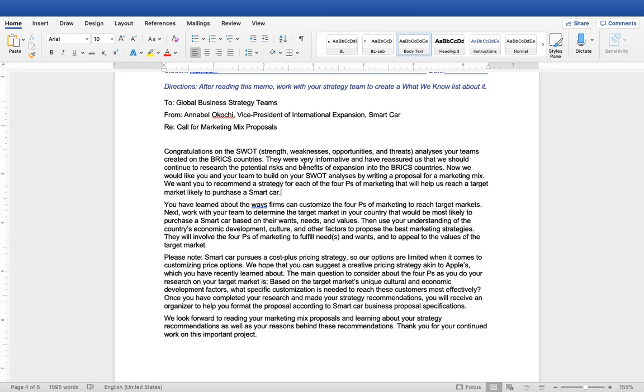So all the strengths and weaknesses of the smart car or the smart company should be taken into consideration, or all the opportunities of the country that you will be entering, all the threats that the country has that you have to overcome. So you need to consider all of that so you can identify what product modifications you're going to need to make. That's under the product P of the 4 Ps. You're going to have to determine the pricing, what pricing strategy. You learned that last week when we talked about the 3 different pricing strategies: premium pricing, penetration, and cost plus strategy.